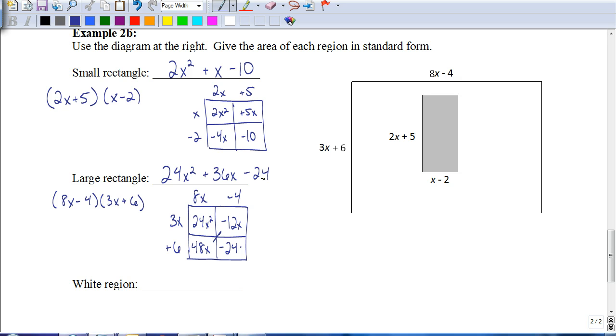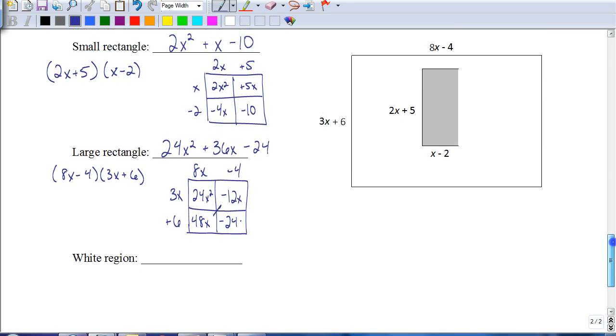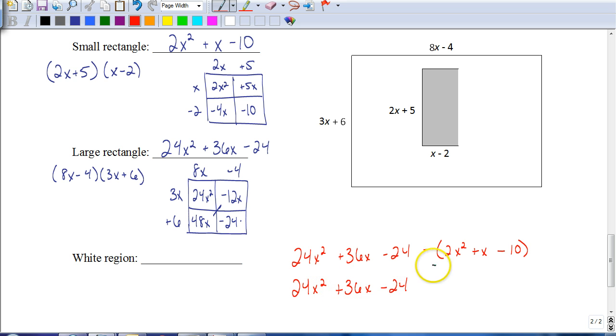And the white region, well, to do that I want to take away the shaded region. I want to take away the area of the smaller rectangle from the larger rectangle. So let me write it out like this. It's going to be 24x squared plus 36x minus 24. Now I'm going to subtract from that the 2x squared plus x minus 10. Now I'm going to distribute that minus through, so it becomes a negative 2x squared minus x, and that becomes a plus 10.